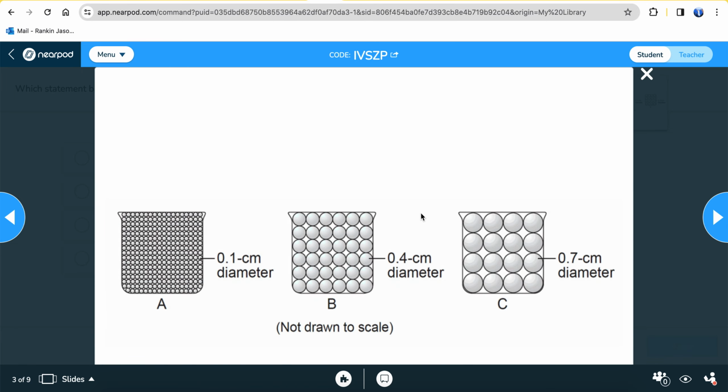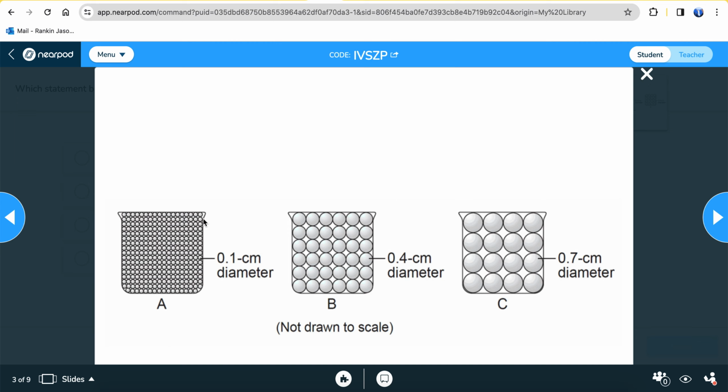Now, we have an abundance of pore spaces for A, but they're small. We have fewer pore spaces for B, but they're slightly bigger. And we have even fewer pore spaces for C, but they're the biggest.